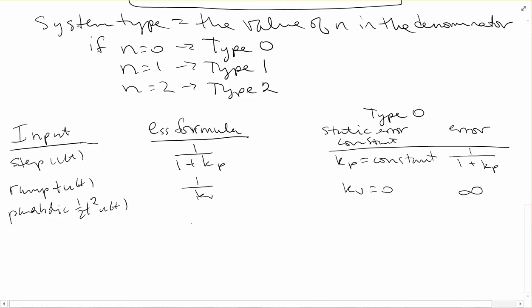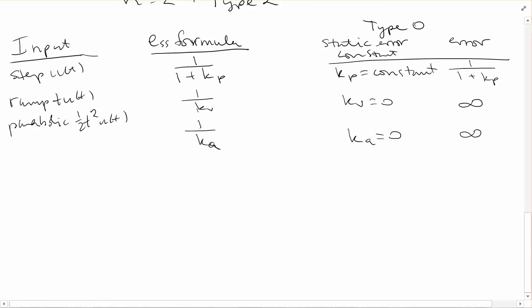And then finally, parabolic. So our general equation for steady state error for a parabolic input is going to be 1 over k sub a. And in this case, k sub a is equal to 0. And we're going to have infinite error. Okay. Now let's do a similar thing for type 1 and type 2 systems.